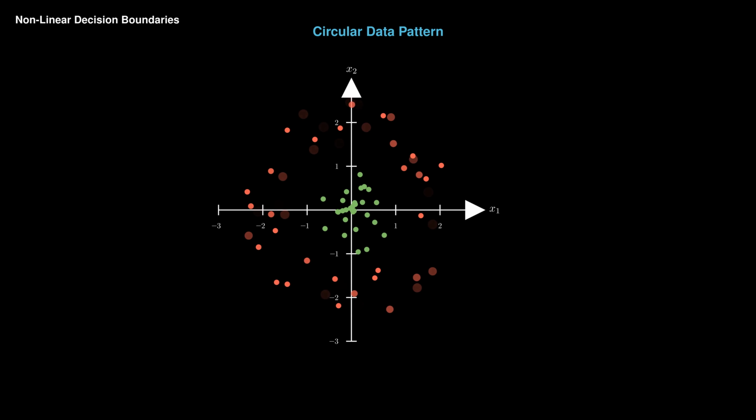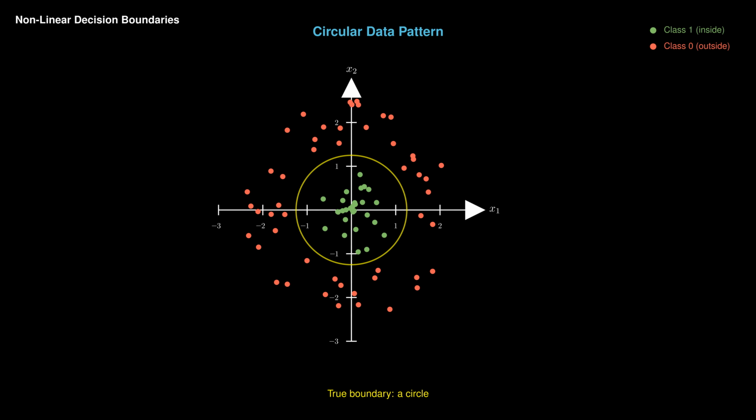Imagine data points in 2 dimensions. Feature x1 and feature x2. Class 1 points form a cluster in the center, near the origin. Class 0 points surround them in a ring. The true boundary is a circle. Points inside the circle are class 1. Points outside are class 0.